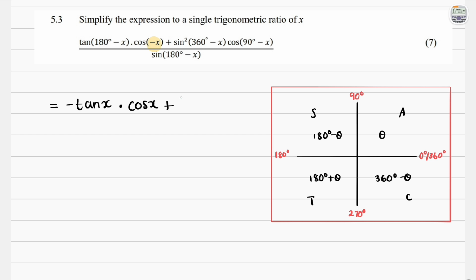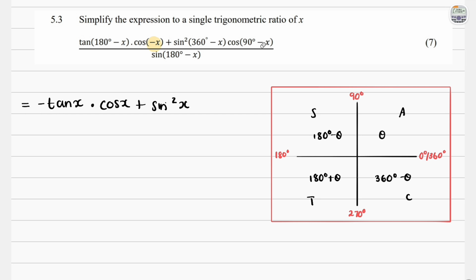And then we have plus sine squared 360 degrees minus x. 360 minus x is in cos's quadrant, where sine is negative. So this will become negative sine x, but it's squared. So it ends up getting squared and just staying positive sine squared x.